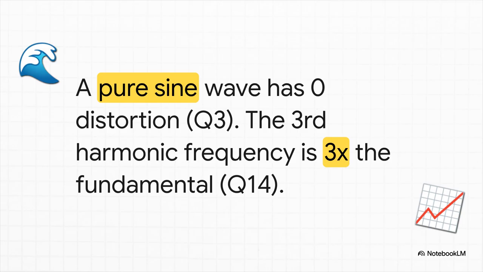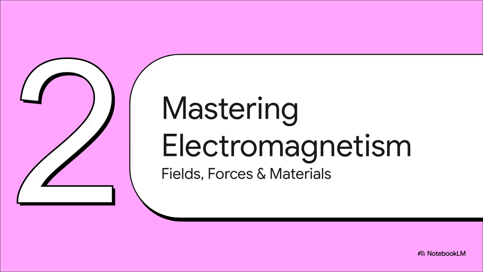Fact 1, a perfect, pure sine wave has 0 distortion. 0. Fact 2, the frequency of a harmonic, it's just that number times the fundamental. So the third harmonic is simply 3 times the base frequency. Easy peasy. Okay, let's keep the momentum going.